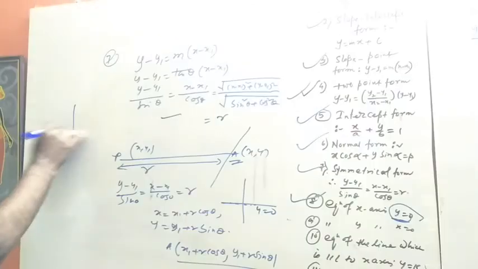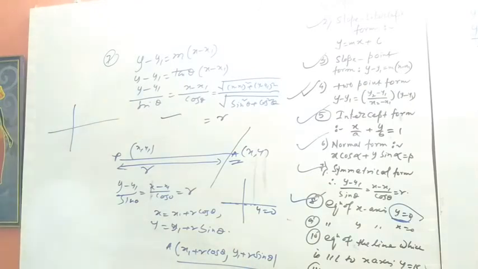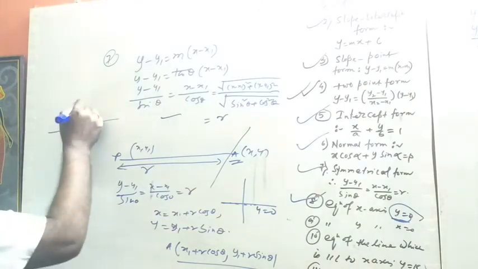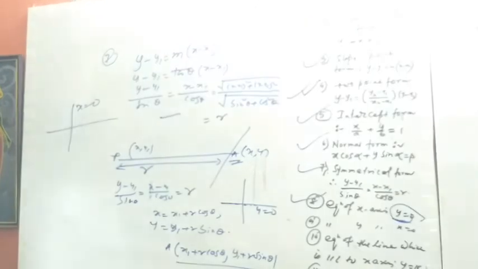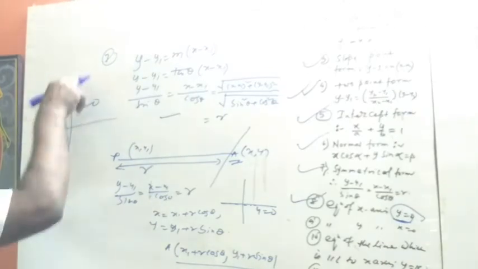Same as any point on the y-axis, that is x is equal to 0. So we can say x equal to 0. So this is the equation of the y-axis.